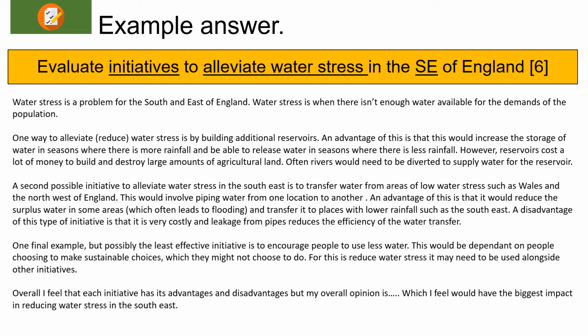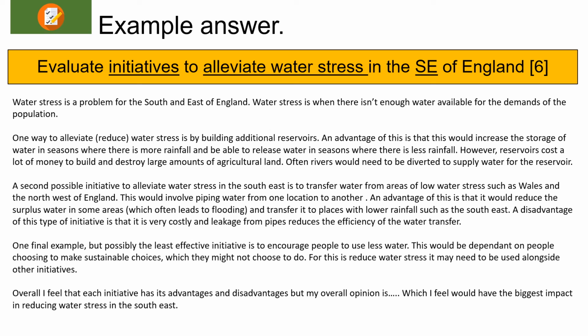Water stress is a problem for the south and east of England. Water stress is when there isn't enough water available for the demands of the population. One way to alleviate, which means reduce, water stress is by building additional reservoirs. An advantage of this is that it would increase the storage of water in seasons where there is more rainfall and be able to release water in the seasons where there is less rainfall. However, reservoirs cost a lot of money to build and destroy large amounts of agricultural land. Often, rivers would need to be diverted to supply water for the reservoir.